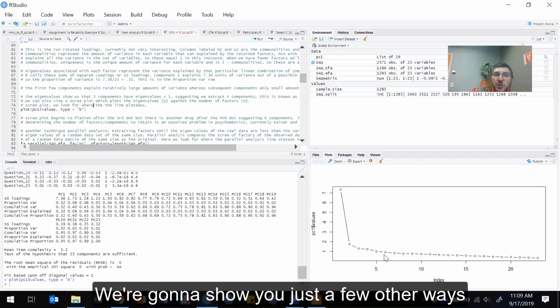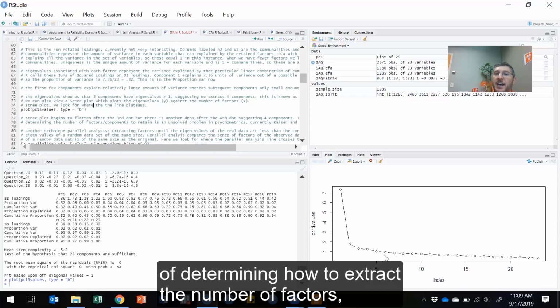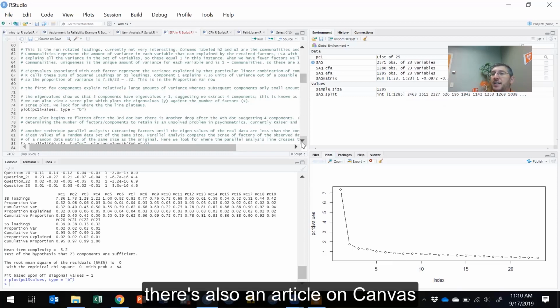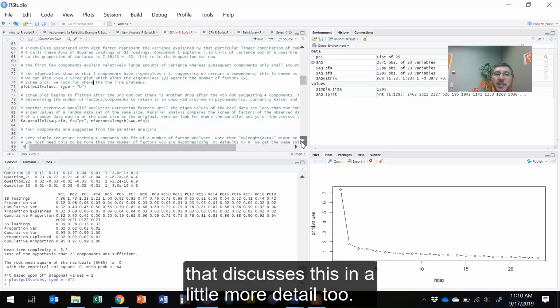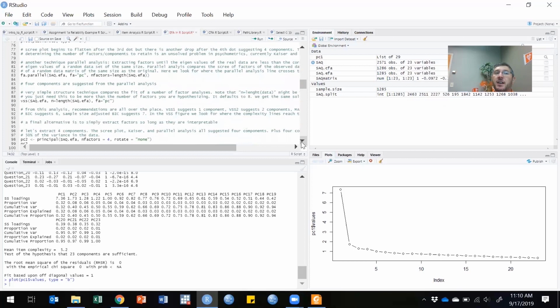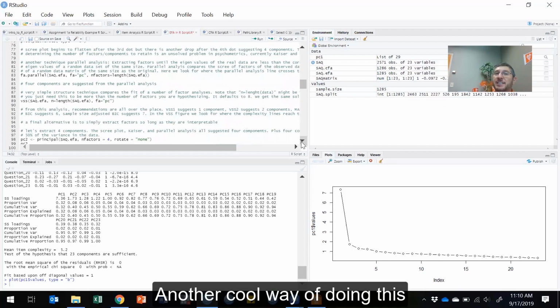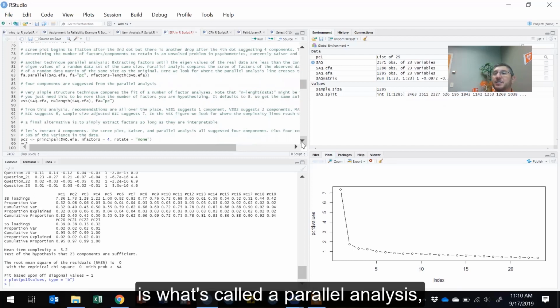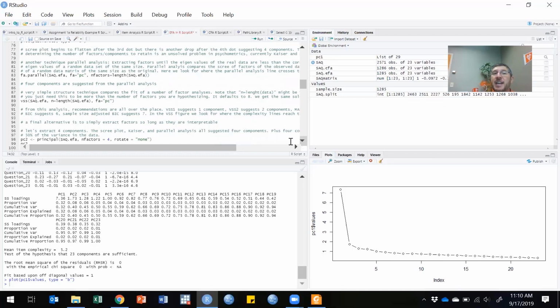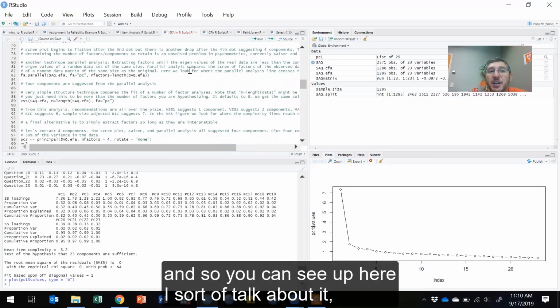We're going to show you just a few other ways of determining how to extract the number of factors. There's also an article on Canvas that discusses this in a little more detail too. Another cool way of doing this is what's called a parallel analysis. And so you can see up here, I sort of talk about it.